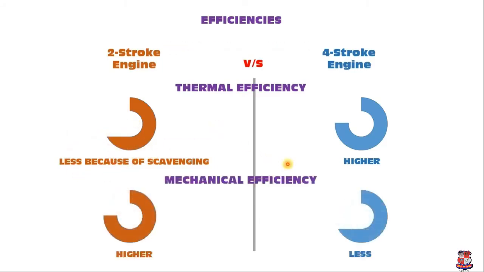So that is why thermal efficiency is low in case of 2-stroke engine. Mechanical efficiency. In case of 2-stroke engine, mechanical efficiency is higher, and in 4-stroke engine, mechanical efficiency is lower. You can say that in 4-stroke engine more mechanical components are present to operate the valve mechanism and so on, while in 2-stroke engine we are using fewer mechanical components, so that is why mechanical efficiency will be higher in 2-stroke engine.